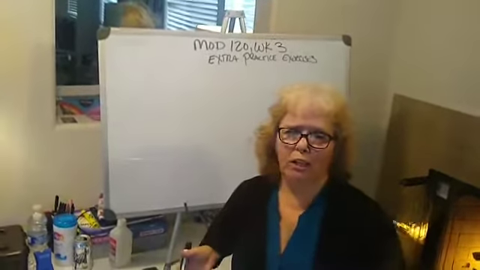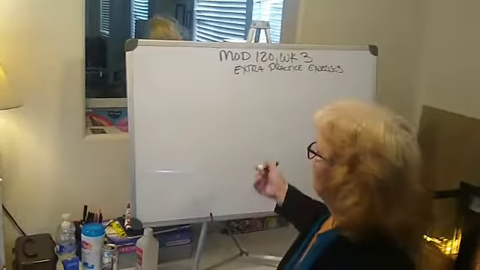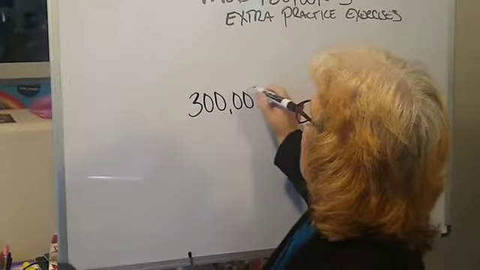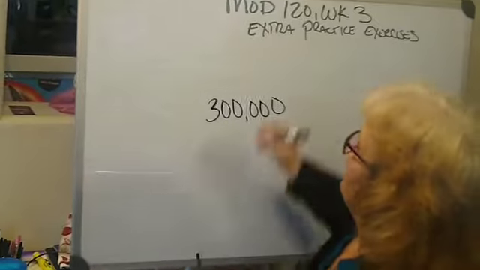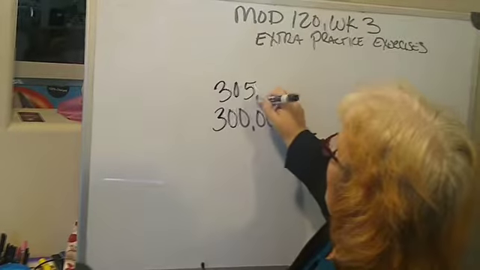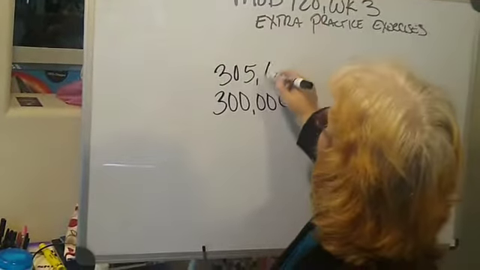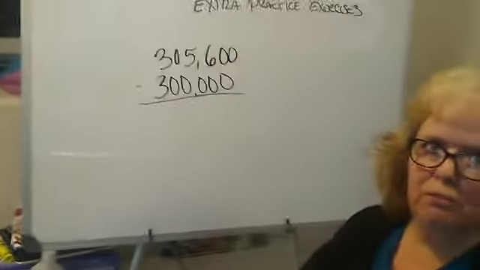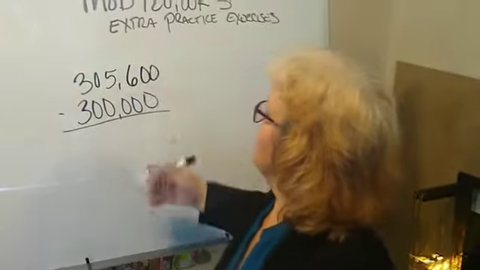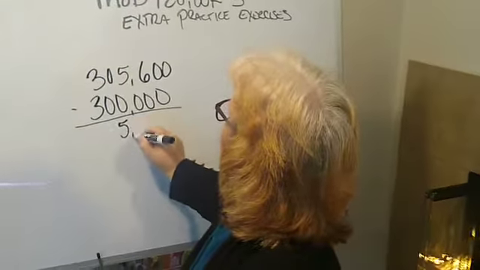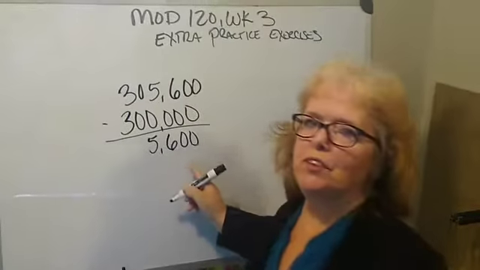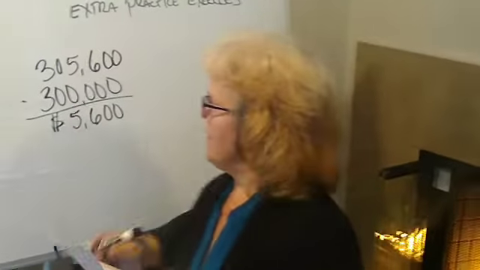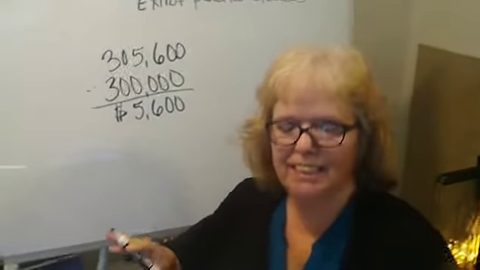Well, first of all, let's figure out how much he's paying in interest. We know that the principal is $300,000, and he's paying $305,600. Do we need to be a math genius to figure out how much he's paying in interest? No, we just subtract. So he's ending up paying $5,600 in interest. And then they're asking, what percent is he paying?